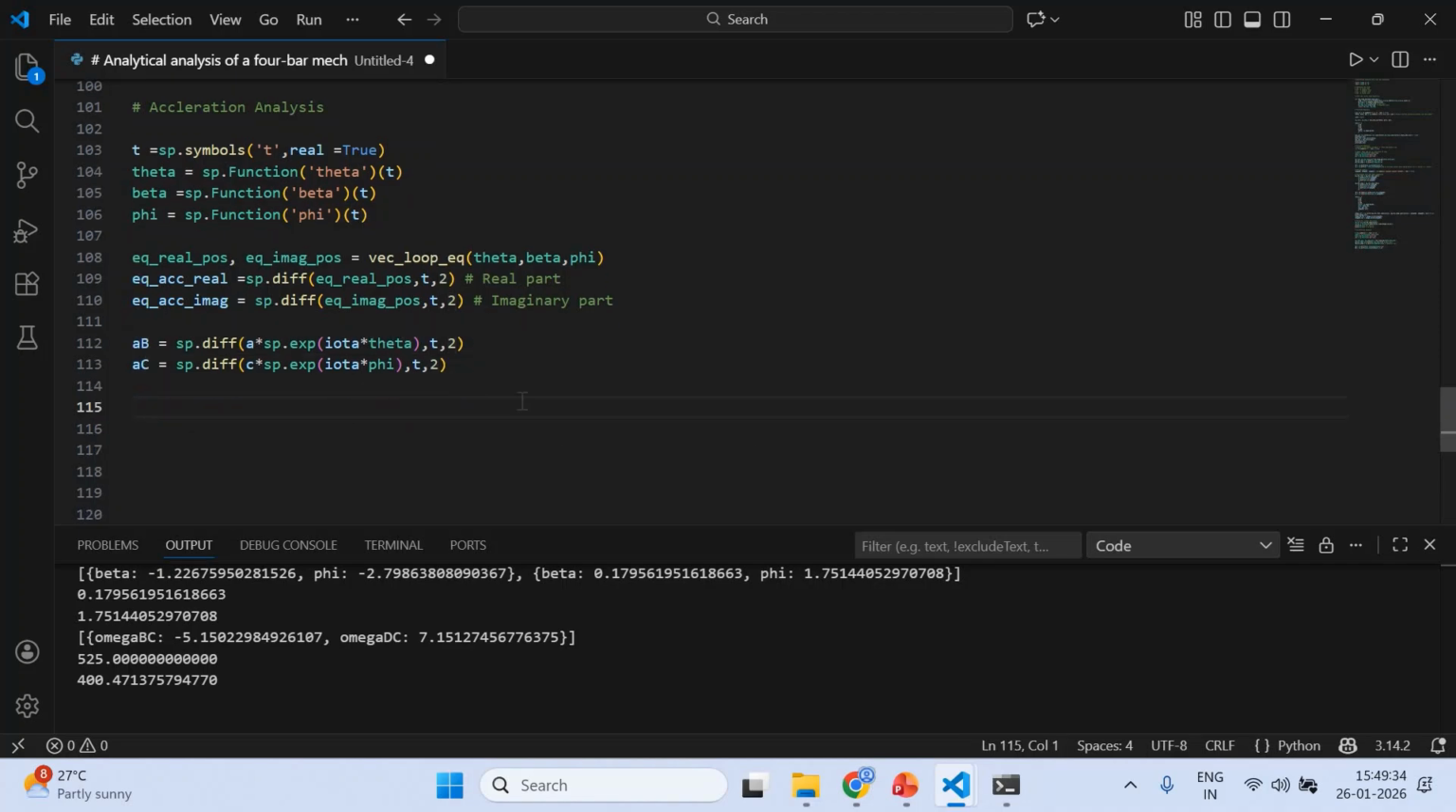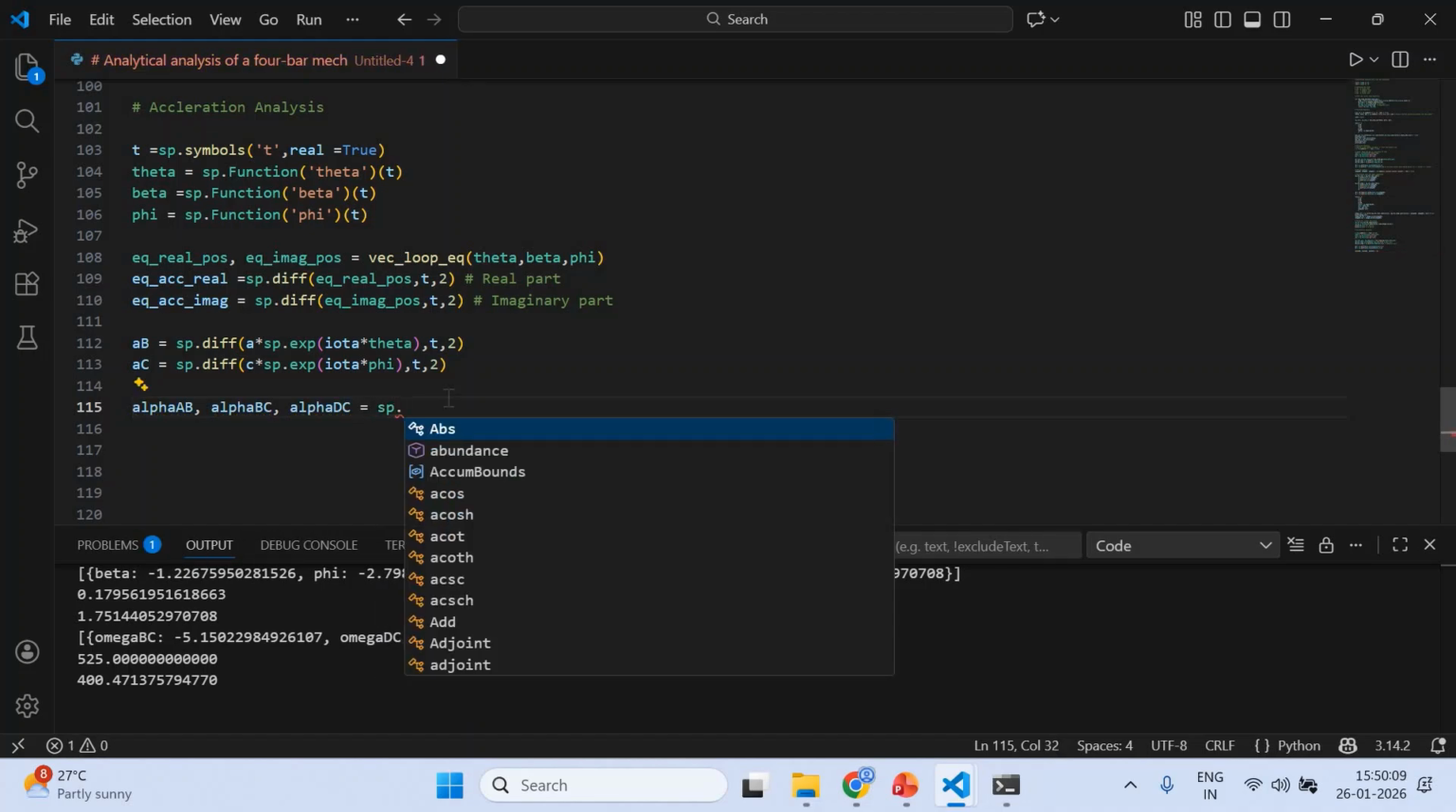So we know that again we need to substitute the angular acceleration symbols in place of double differentiation of the angles theta, beta and phi. So we will repeat the same process that we did for velocity analysis. Only thing, here we are going to replace the double differentiation terms instead of the single differentiation terms. So we will introduce again new symbols: alpha AB, alpha BC, alpha DC. Obviously alpha AB, alpha BC and alpha DC represent the angular accelerations of links AB, BC and DC.